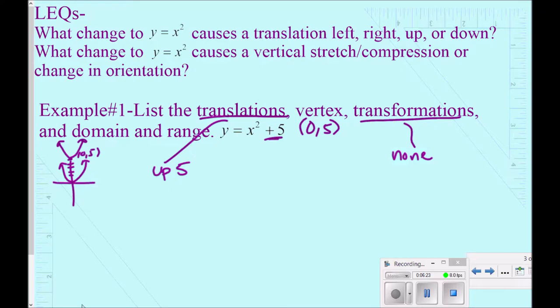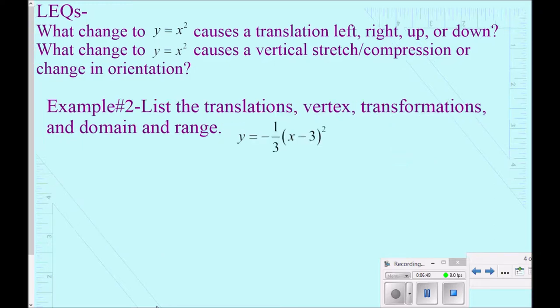Lastly, the domain and the range. So I'm looking at my sketch. Domain, negative infinity to positive infinity. And range, remember we're looking low to high. So the lowest value is 5, and it equals 5. And then it's going towards infinity. So 5 comma infinity would be the range. Okay, so then we just had a couple more to try.